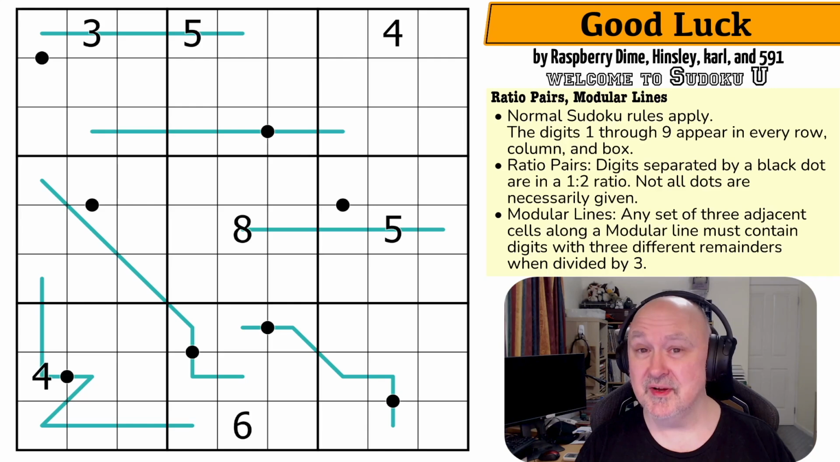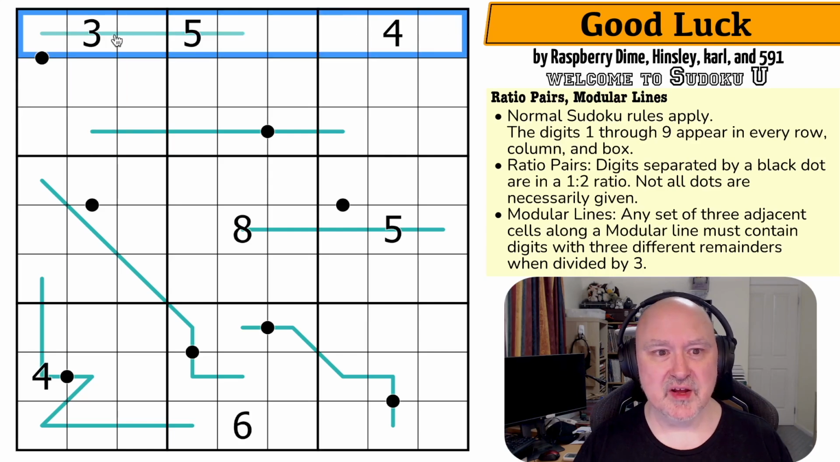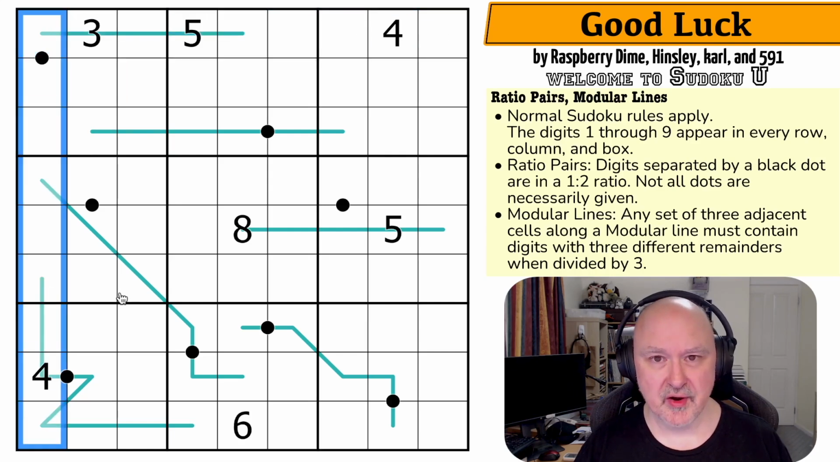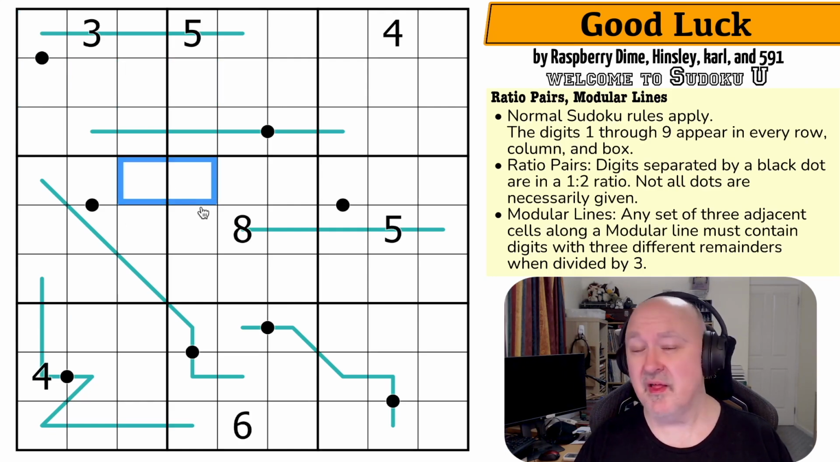But what we should do is go through the rules of this one so you can understand how modular lines work. So, first of all, we've got standard 9x9 Sudoku. So, in every box, in every row, and in every column, we have to place the digits 1 through 9 without repetition. We've then got ratio pairs, which are the cells or the digits that are separated by a black dot have to be in a 1-to-2 ratio, or one has to be double the other. The pairs just means it's perfectly fine for pairs of digits elsewhere in the grid to also be in a 1-to-2 relationship. They do not need a black dot in order for that to be the case.